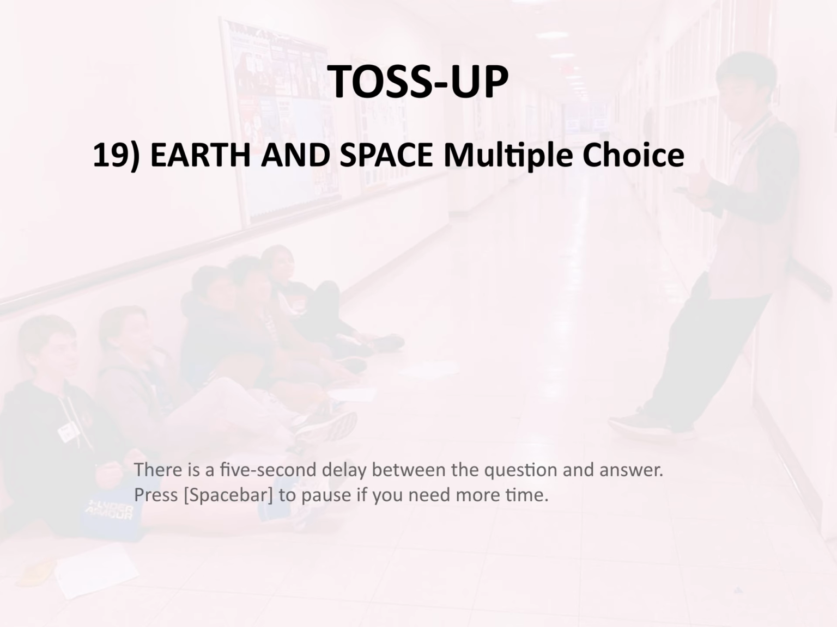Toss-up 19. Earth and space multiple choice. Which of the following is not true about geothermal gradients? W. The gradient beneath continent crust is less steep than under oceanic crust. X. They vary with tectonic environments. Y. They are largely determined by the way that pressure and temperature vary in the Earth. Z. The normal geothermal gradient in the upper part of Earth is 25 C/km.